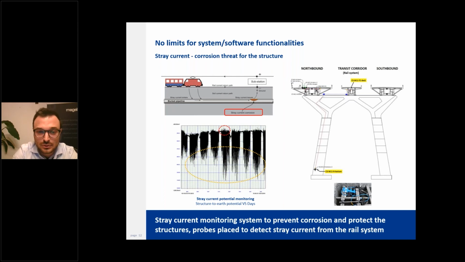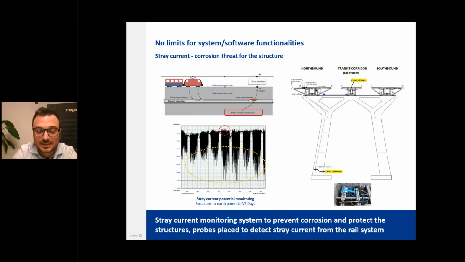In the chart in the bottom left, the structure to earth potential is plotted against time, in days. The vertical blue line represents midnight. After this, we see a short period of a few hours with a stable reading because there is no rail traffic, so there is no stray current around.